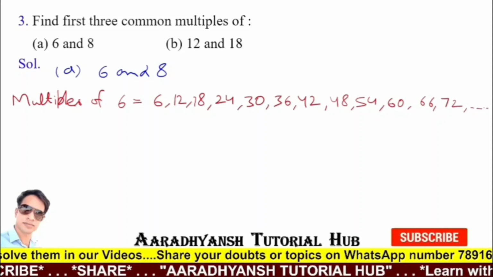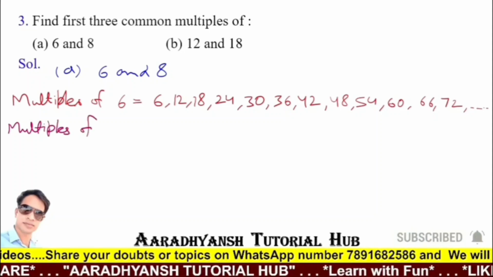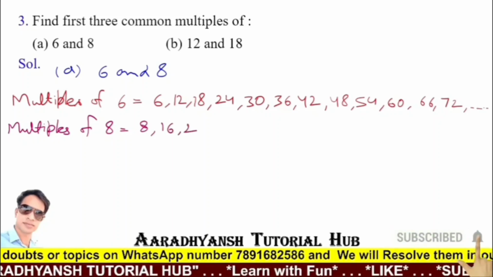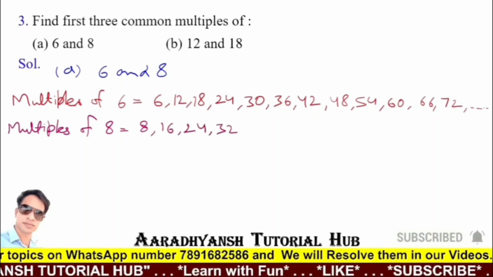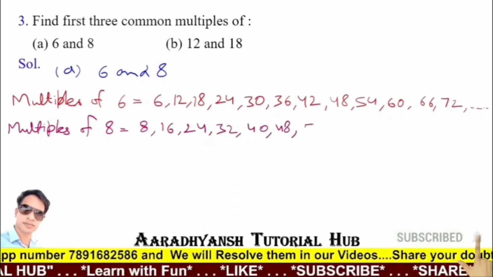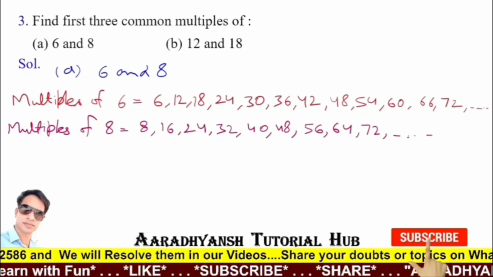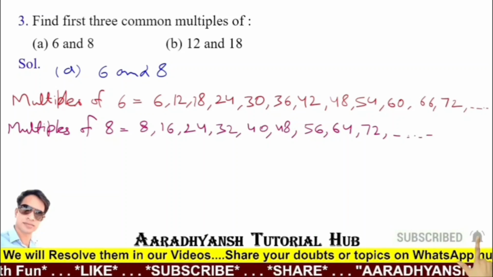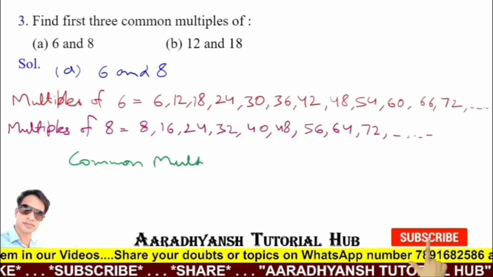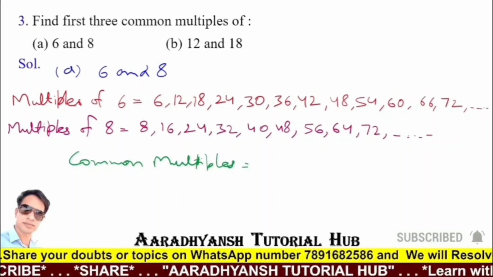And multiples of 8. Multiples of 8: 8, 16, 24. It is simply the table of 8, okay? And 72 and so on. Now you can easily find common multiples, okay? Just look carefully.